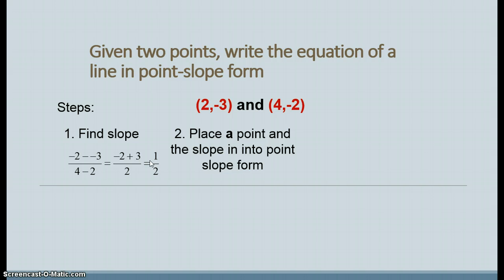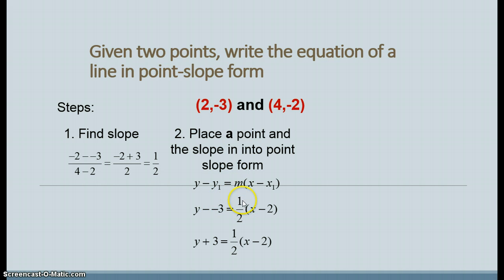The second thing that we do here is place a point and the slope into point slope form. So we already got the slope, the resulting slope, right? So what do we do here? Then we are going to replace the values in this equation. Remember, we have to get y1, x1. And our y1 is minus 3, and our x1 is 2, right?